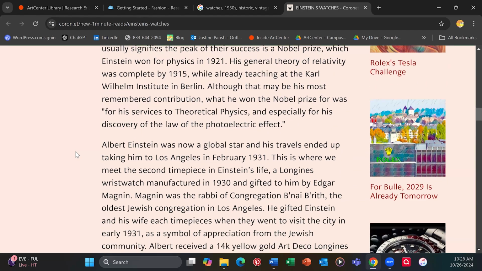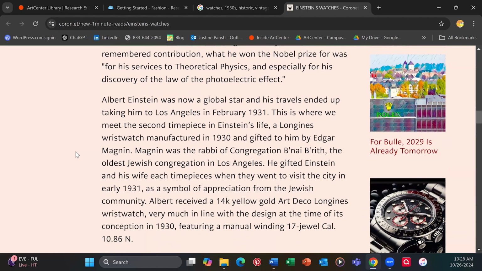I don't know how important it would be to know more about him. He received a 14 karat yellow gold Art Deco Longines wristwatch. So there again, it's telling you more about the wristwatch, very much in line with the design of the time of its conception in 1930. So you sort of have to go in there and really read the content to figure out what's real and what's not.